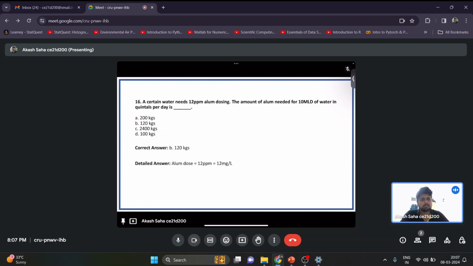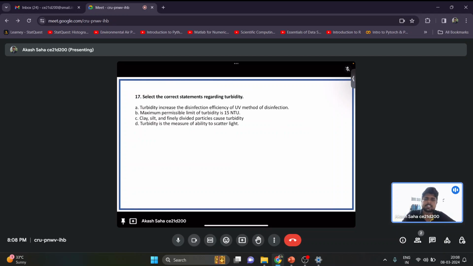Now if we multiply it with the discharge, 12 milligram per liter into 10 MLD. 10 MLD we can write as 10 into 10 to the power 6 liters per day. Then to convert milligram into kgs, we multiply with 10 to the power minus 6. So ultimately it will become 12 into 10, so it is 120 kgs. Okay, it was a pretty simple direct calculation. We'll move to the next problem.